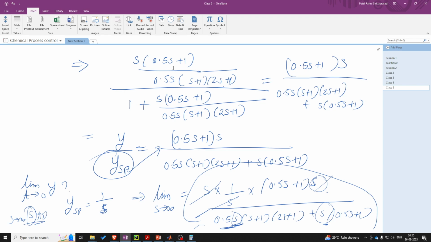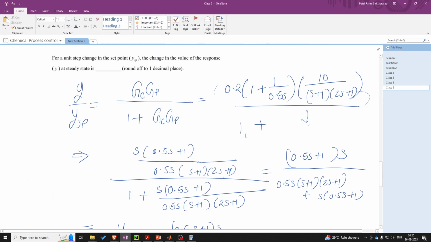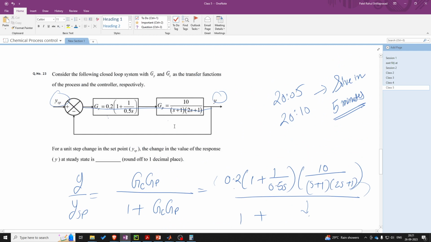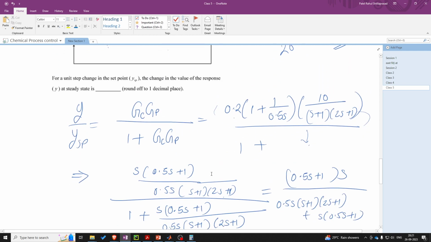1 by 2, so it will become s plus 2. Wait a minute.